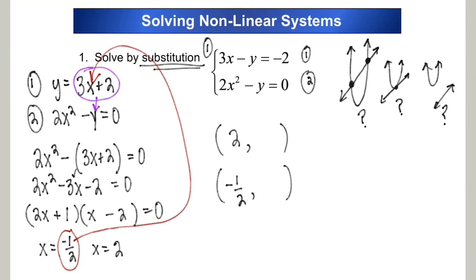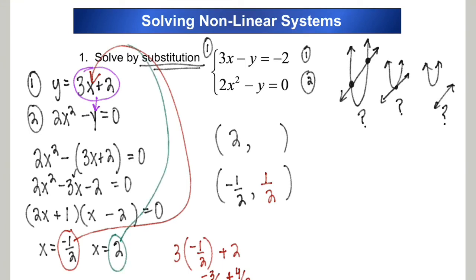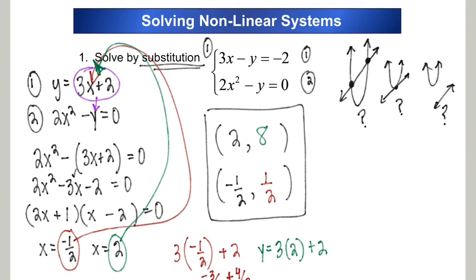into the linear equation. So I get 3 times negative 1/2 plus 2, negative 3/2 plus 2, notice how I made that a fraction, is 1/2. So when I put negative 1/2 in, I get positive 1/2 out. And now we're going to use the second x. X is 2. We get 3 times 2 plus 2 is equal to y. 6 plus 2 is 8. And our two ordered pairs, which means we have this situation right here, 2 comma 8 and negative 1/2, positive 1/2.